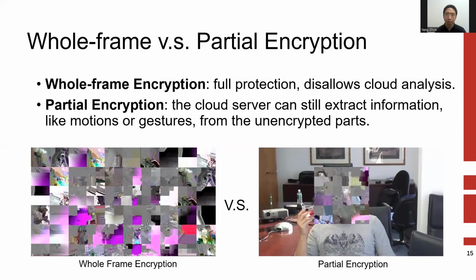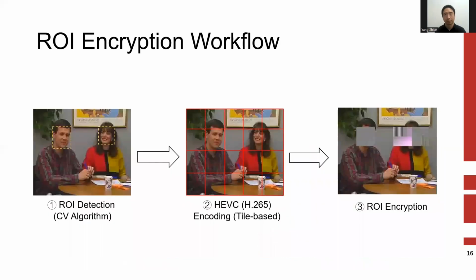CamShield uses encryption to secure the video stream. One direct way is to encrypt the entire frame, but this would completely destroy the video content and disable cloud analysis. Another choice is partial encryption. The advantage is that it can leave partial information for functional usage. For example, the cloud can still infer the motions or gestures from the video with the face area encrypted. We adopt partial encryption in CamShield.